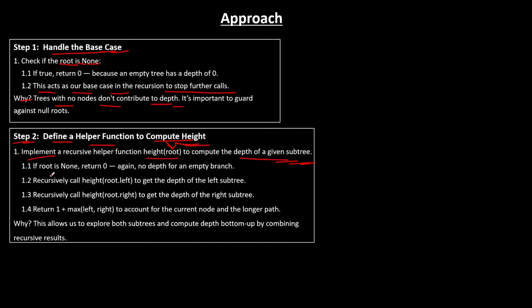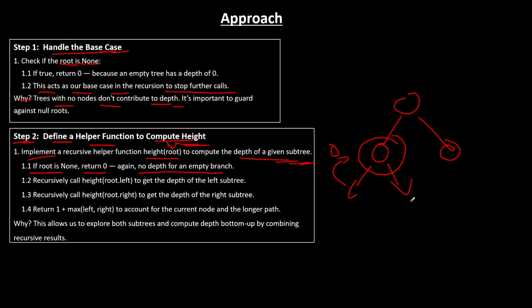Fine. If the root is none, we return zero, of course. No depth was found. For example, if this is the tree, you're standing here, nothing is here, right? So we'll return zero, of course. Then if you go and check here, there is nothing, we'll return zero here, right? And that's the thing. So we recursively will call height of root left to get the depth of the left subtree. And this is what I explained to you earlier also.